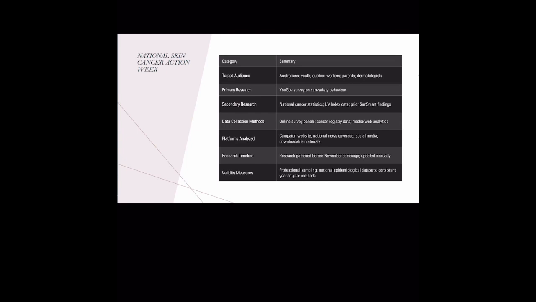For data collection methods, there were online survey panels, cancer registry data, and media and web analytics. For platforms analyzed, we found the campaign website, national news coverage, social media, and downloadable materials. For the research timeline, research was gathered before the November campaign, and it's updated annually on their website. And for validity measures, professional sampling and national data sets consistent with year-to-year methods.